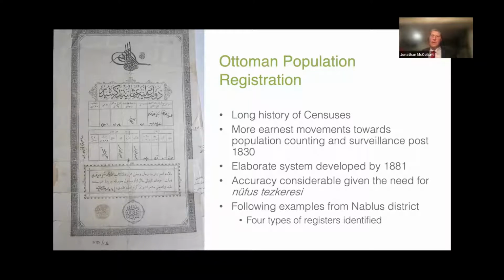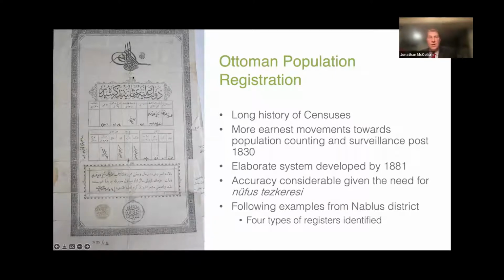So really, by about 1830, we get an effort to register the population, and you get the first Nüfus registers. Nüfus is just the Ottoman word for population. Now, this system became highly centralized and highly accurate by the late 19th century, to the extent that all citizens were issued one of these.